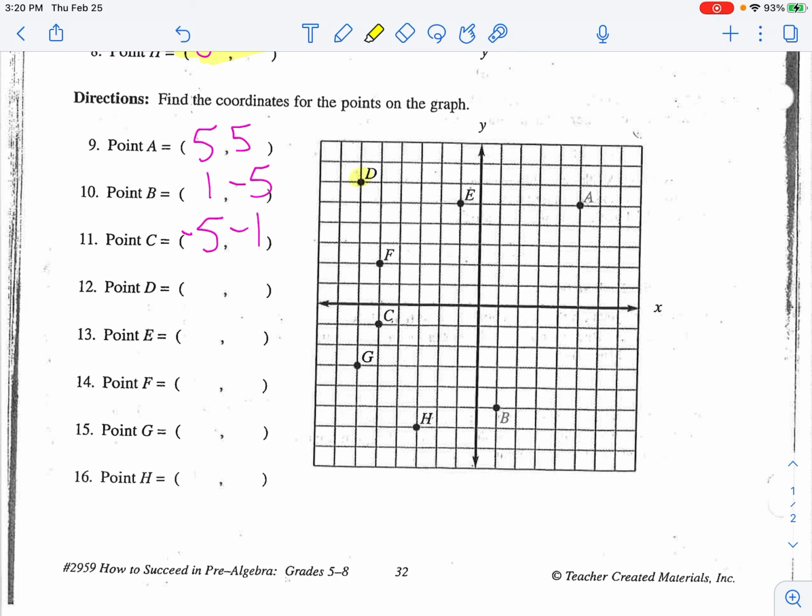Point D, way up here. All right, so starting with your x-axis, they went left, -1, -2, -3, -4, -5, -6. And they went up 1, 2, 3, 4, 5, 6. So -6, 6. Point E, on the x, they went to -1. And on the y, they went to 1, 2, 3, 4, 5.